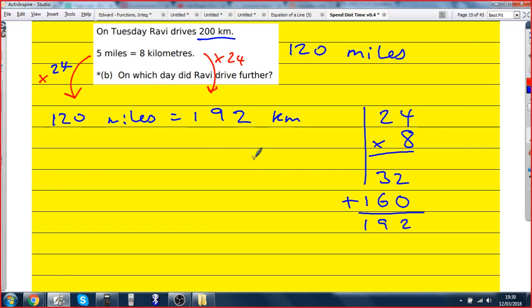And so on which day did he travel further? The first day. Yeah, Tuesday. Okay, so basically, 5 miles equals 8 kilometers, 120 miles equals what kilometers? Or you could have done it the other way and said, 200 kilometers equals how many miles? It's usually easier to multiply forward than to divide backwards. Any questions there? No. Okay.